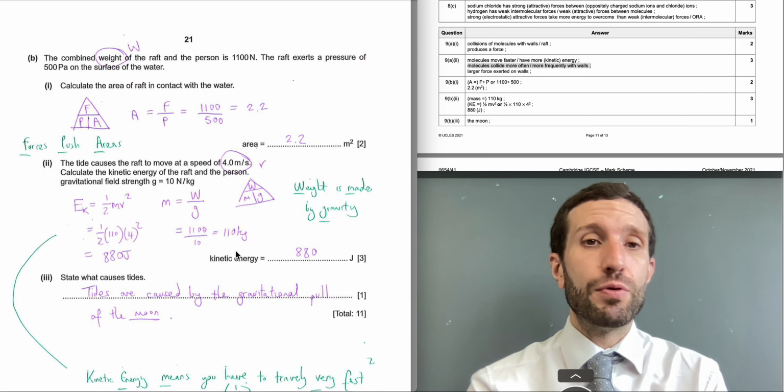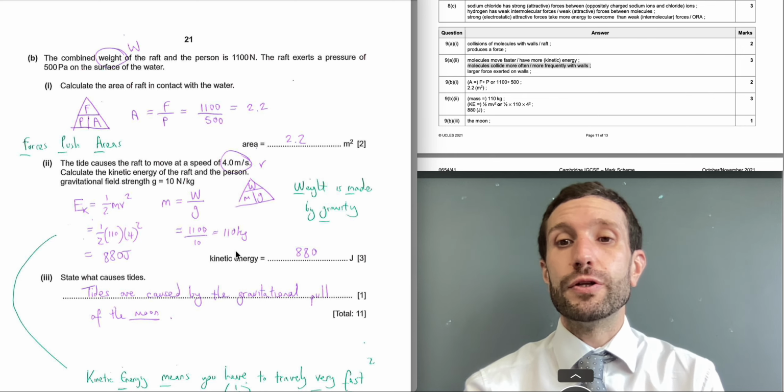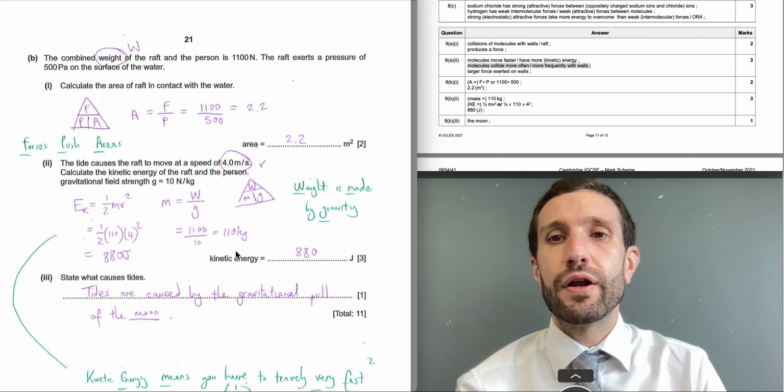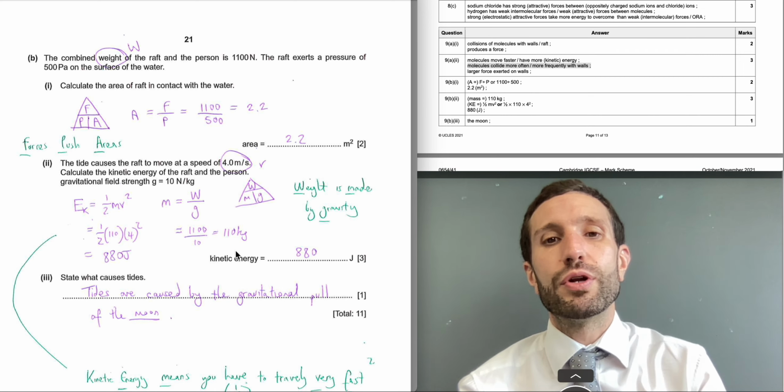From there, it's fairly simple. 1,100 divided by 500 is 2.2. Nothing wrong with significant figures here, and we're going to have an area of 2.2 meters squared. Remember, we want to see some working, and we want to see the correct answer as well.